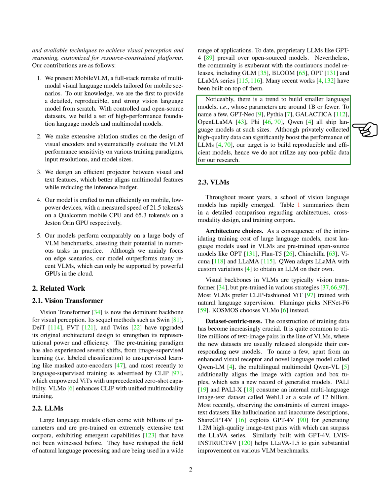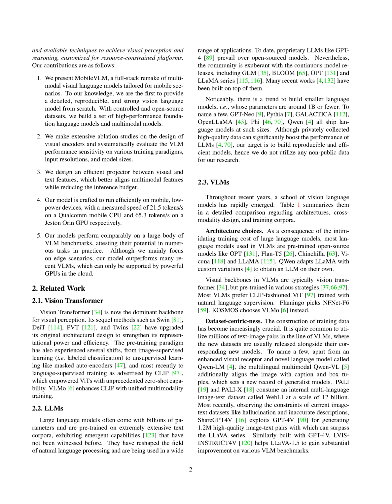There is a trend to build smaller language models, with parameters around 1 billion or fewer. Examples include GPT-Neo, Pythia, OpenLLaMA, Phi, and Qwen. Although privately collected high-quality data can significantly boost the performance of LLMs, our target is to build reproducible and efficient models, hence we do not utilize any non-public data for our research.